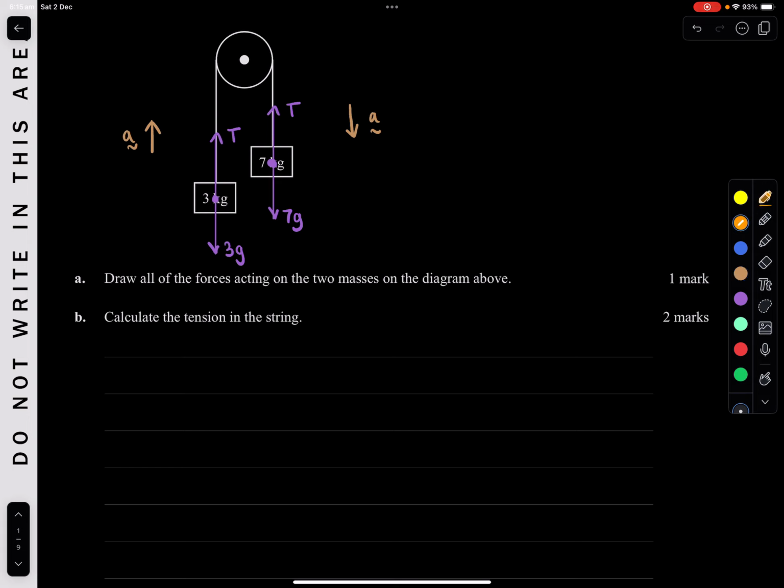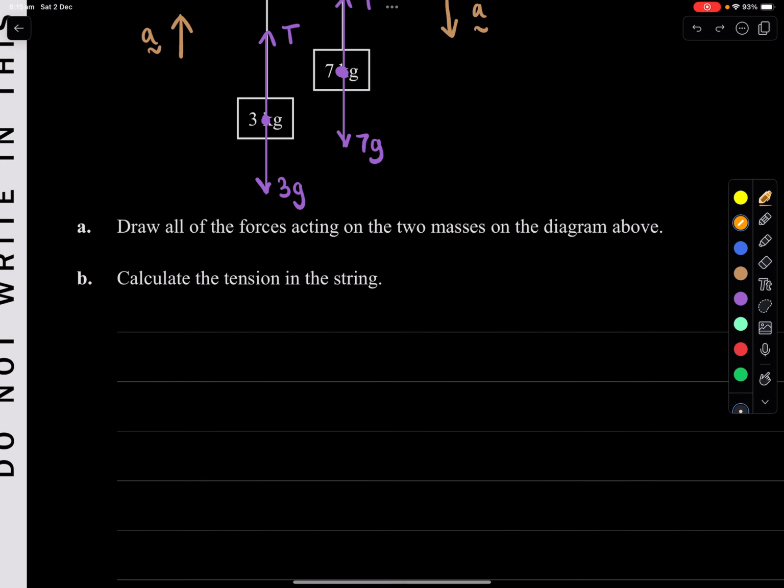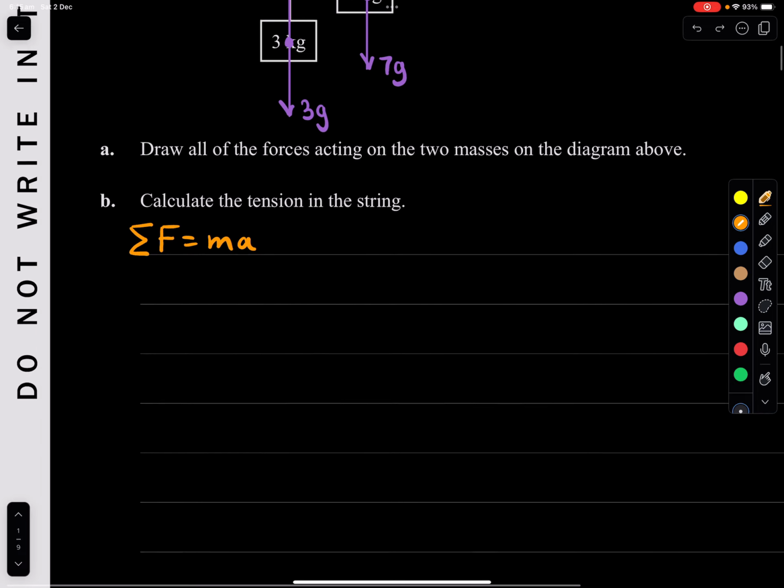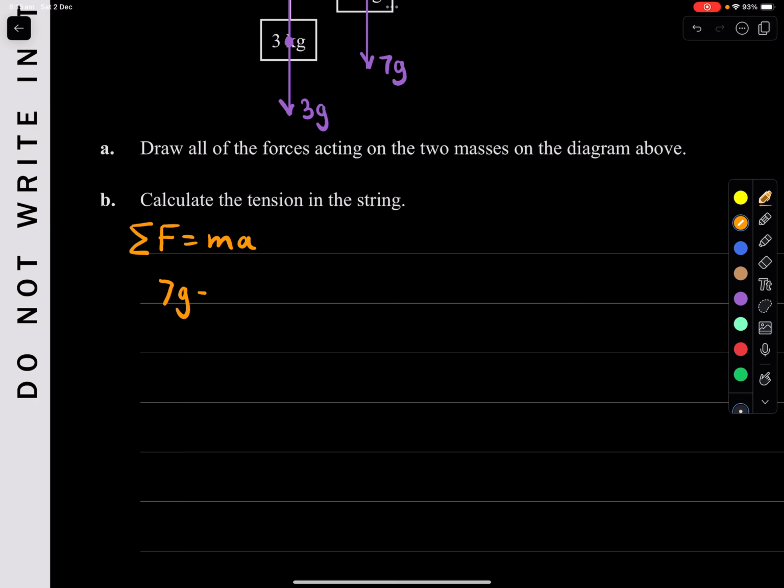Well, using Newton's second law, force equals mass times acceleration, let's make an equation for the 7 kg one. Net force equals mass times acceleration. What's the net force in this case? Because we're taking acceleration down, we're going to take down as positive. So 7g minus T equals your mass, which is 7, times your acceleration, which we don't know, so we'll write it as a.